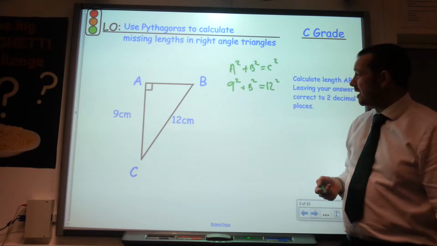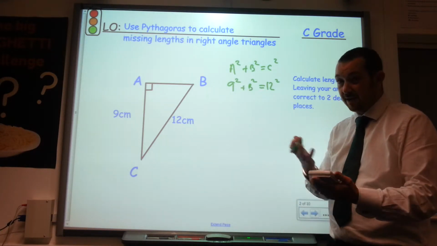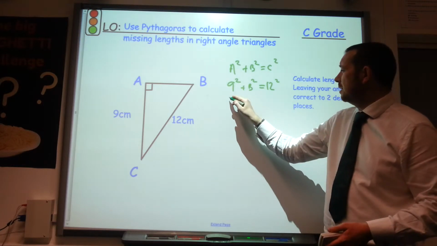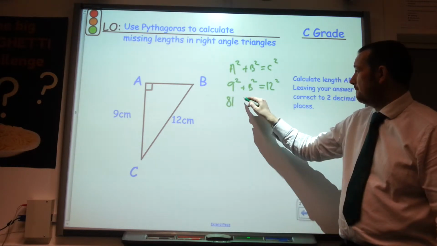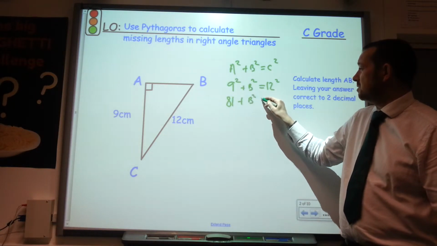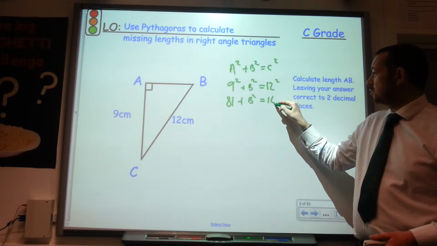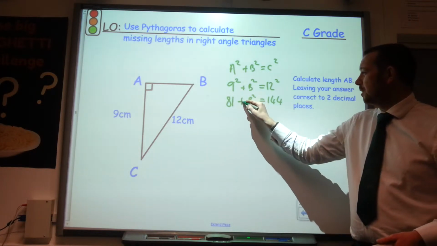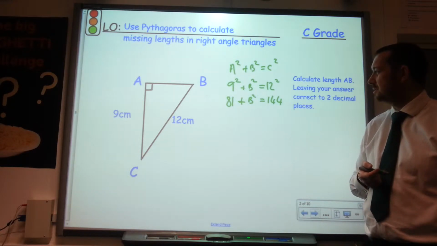So go to my next line and fill in what I know. Well, 9 squared, again, if I need my calculator, I can do 9 times 9, or 9 squared. But hopefully, we're going to get C grade, hopefully we know that 9 squared is 81. Plus b squared, I still don't know what that is. And 12 squared is 144. So remember, I'm looking for b now. So what do I need to do next?